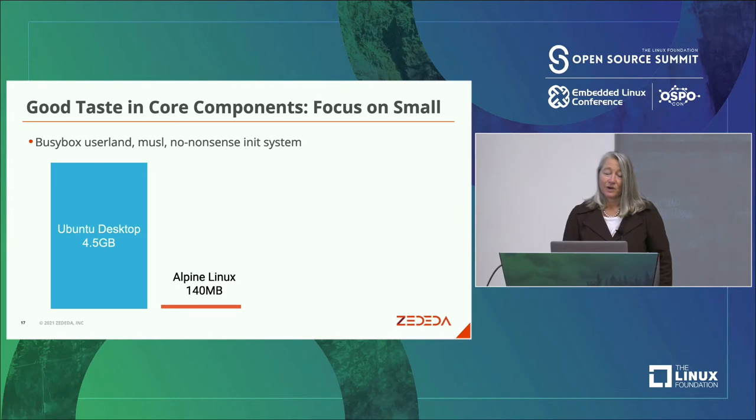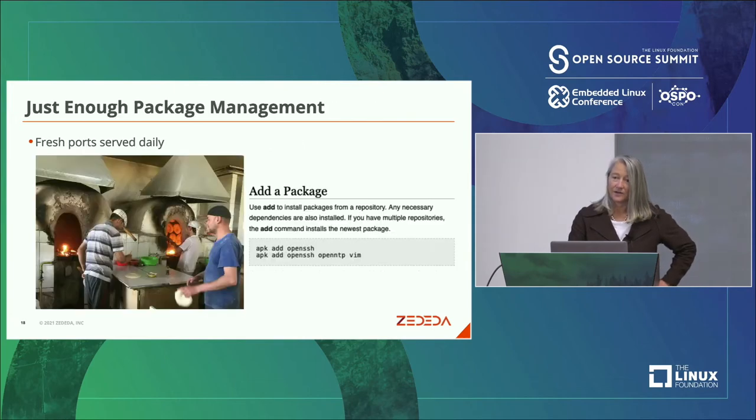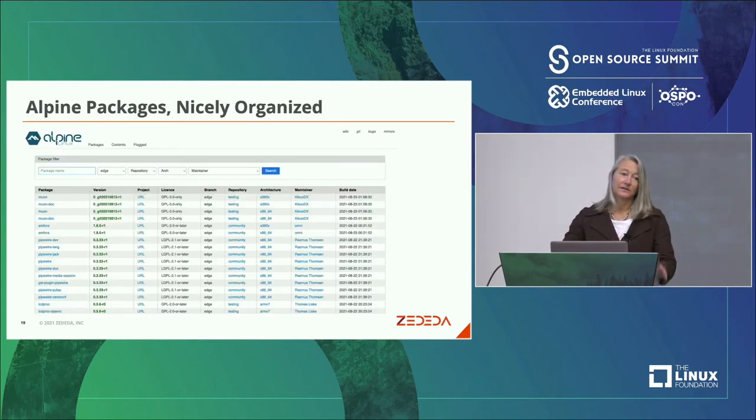And if you compare it from a size standpoint to some big server stack, it's quite a bit smaller. Alpine Linux itself is just about 140 megabytes. It's got BusyBox and Musl and a no-nonsense init system, as they say. Then there's package management, fresh ports served up daily. It's pretty simple to add packages, and they have them all nicely organized, so that's a nice way to figure out what you need.